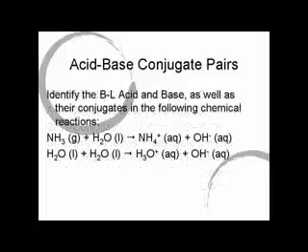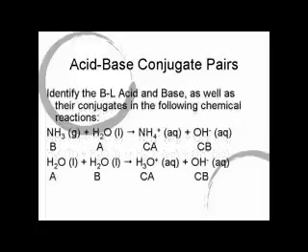Here is a problem for you to do. Identify the Bronsted-Lowry acid and base as well as their conjugates in the following chemical reactions. I'll ask you to go ahead and pause the podcast, work this out. The acid just identify with an A, the base with a B, the conjugate acid with a Ca, and the conjugate base with a Cb. So good luck, and we'll see you here in a moment.